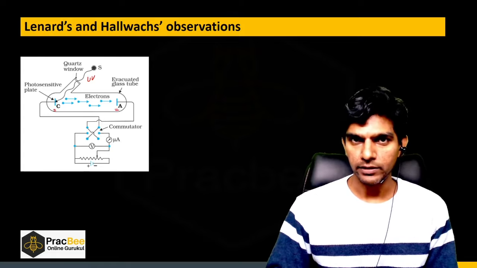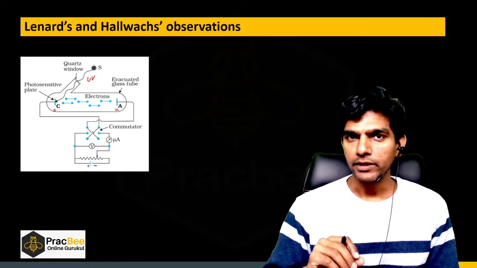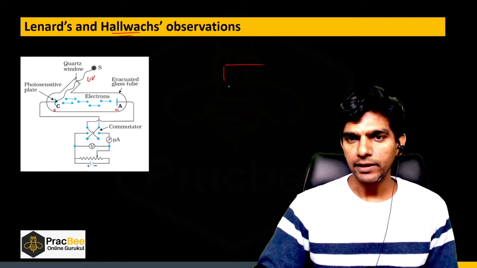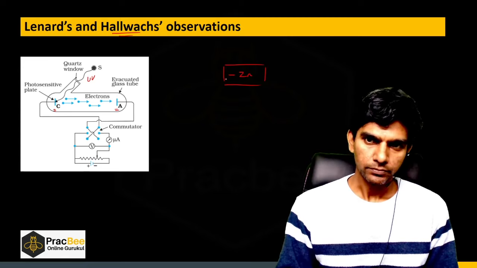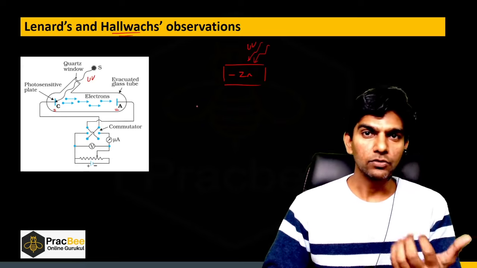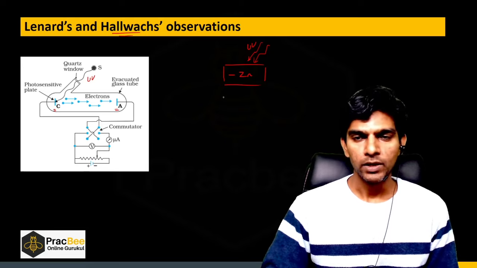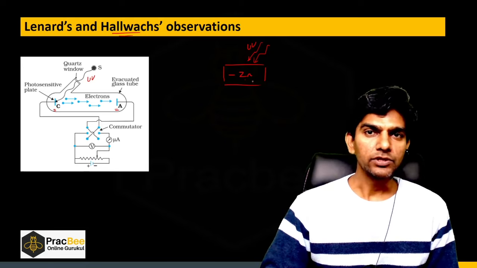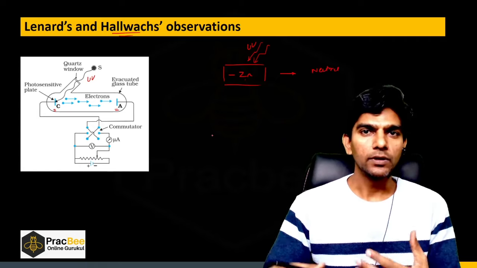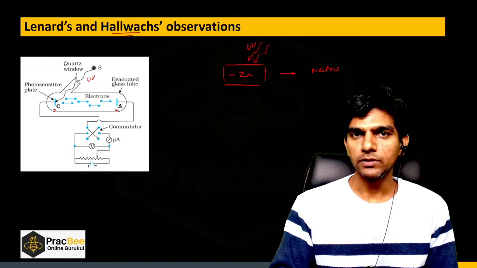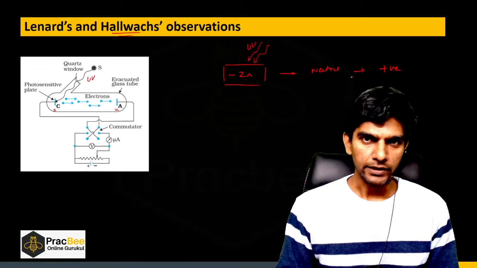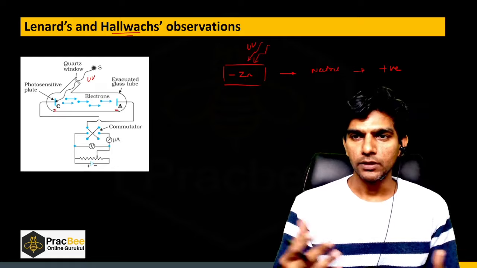So that is the observation of Lenard. And then Hallwachs did more experimentation, using a negatively charged zinc material. He incident UV rays on this negatively charged zinc plate, and found that after some time it becomes neutral. And if we keep bombarding it with photons, eventually it becomes positively charged. So from these observations, we come across this phenomenon.